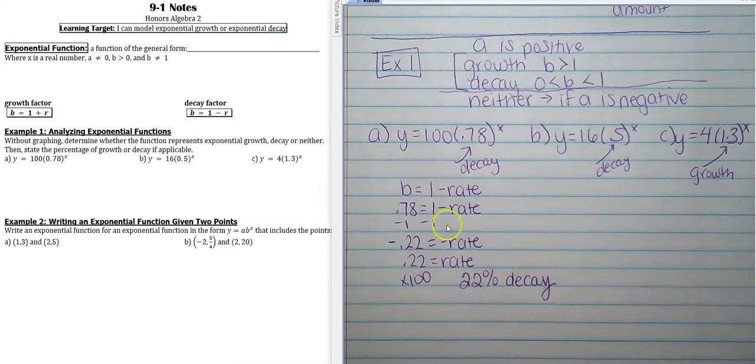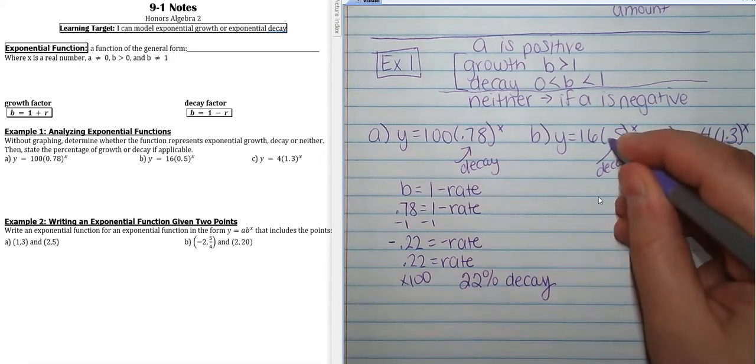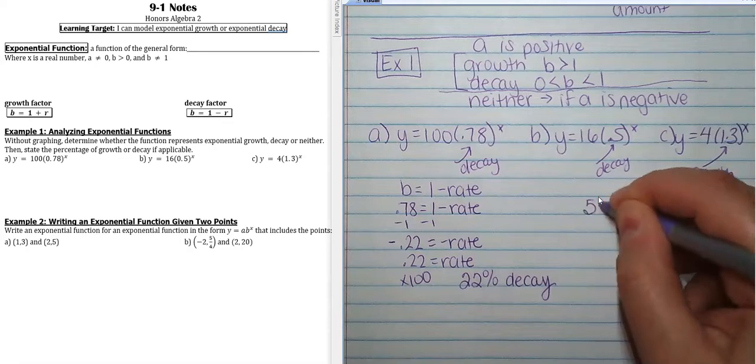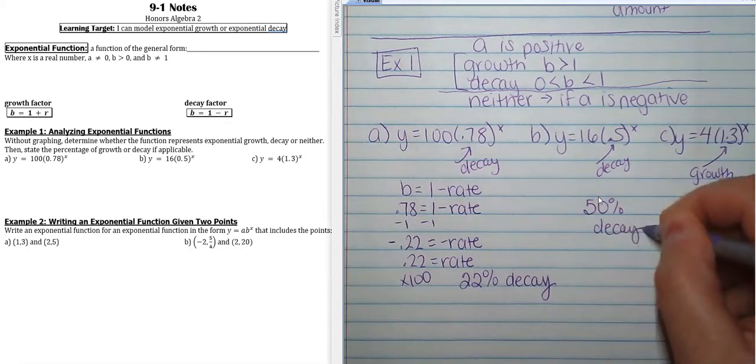So you don't have to go through that process of solving an equation. You can just kind of figure it out. It just needs to add up to 1. Whatever would make that add up to 1, that's going to be your rate. So like right here, if this is 0.5, this is decay here, to add up to 1, I'd need another 0.5 or 50%. That would be decay.